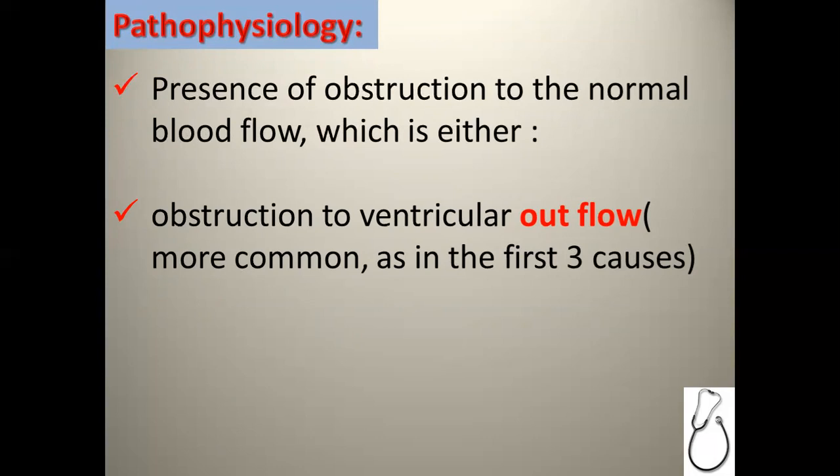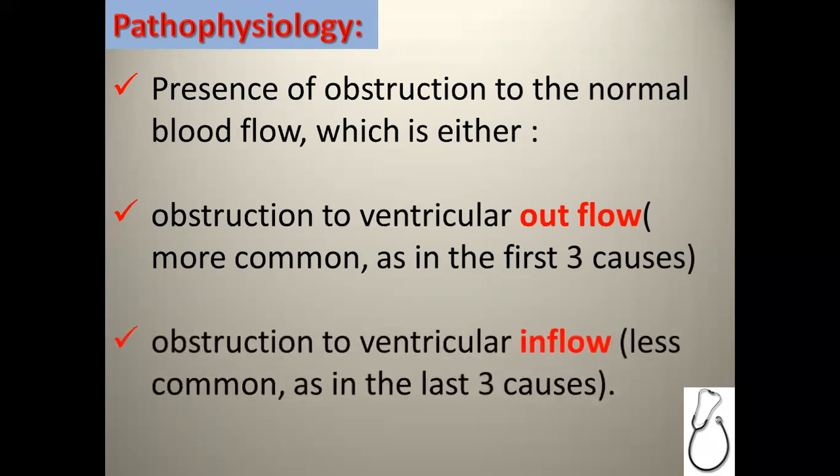Ventricular outflow, meaning where is the ventricular outflow obstruction? Either aortic stenosis or pulmonary stenosis, which is more common, and it occurs in the first three causes that we mentioned: valvular pulmonary stenosis, valvular aortic stenosis, or coarctation of the aorta. There is obstruction either in the pulmonary artery or in the aorta. Okay, or there is coarctation of the aorta.